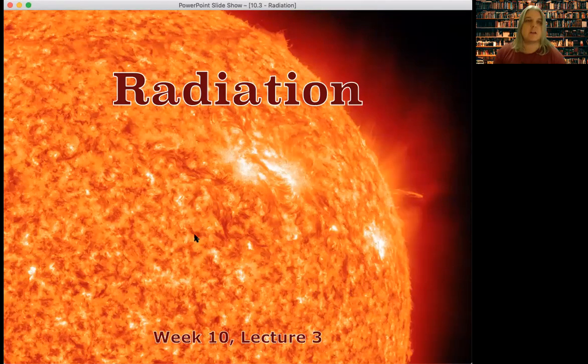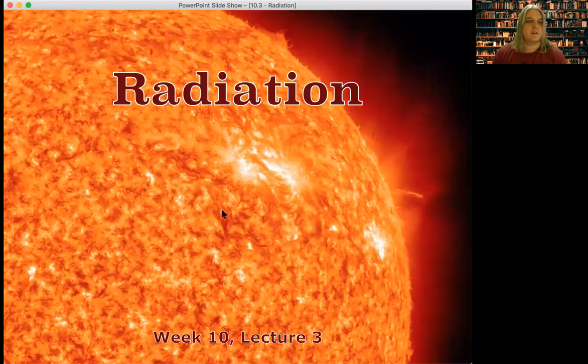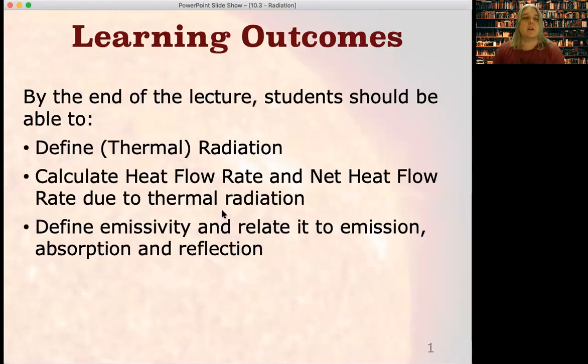Radiation, week 10, lecture 3. Okay, so the learning outcomes for today. We've got to define thermal radiation. We've got to be able to calculate heat flow rate and net heat flow rate due to thermal radiation. And we have to define emissivity and relate it to emission, absorption, and reflection. So not too much to go through, just a few concepts related to the topic of radiation.